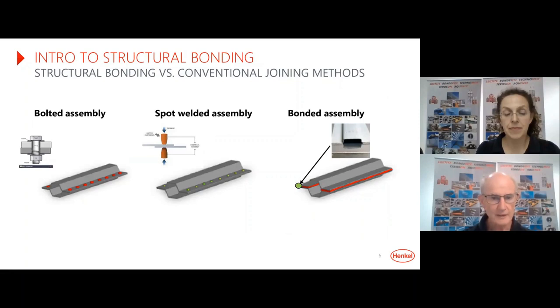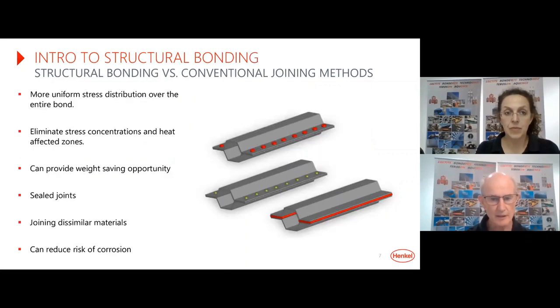I'm going to show you here three different methods of joining two bits of metal together. It's basically a top hat section, and two top hat sections bonded back to back. On the left-hand side, there's a bolted assembly, but that could also be a riveted assembly, where you're mechanically fixing the two top hat sections together. In the middle, there's the same two pieces of metal, but this time they're spot welded together. And finally on the right, the two top hat sections are bonded with a structural adhesive.